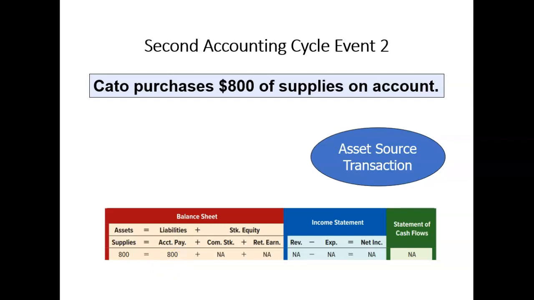The accounting equation must always be in balance. Again, your assets must equal liabilities plus stockholders' equity. Notice that this transaction does not impact your income statement, nor does it impact your statement of cash flows.